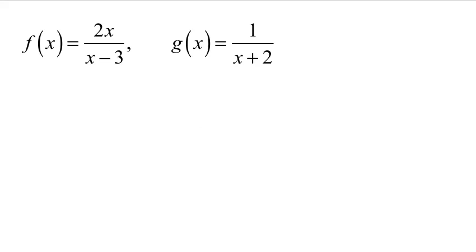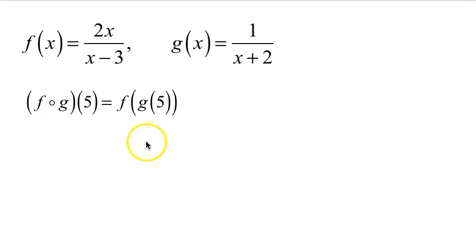What's next for us? We want to find f circle g of 5. F of g of 5. So the first thing we need is g of 5. We'll plug 5 into the g function. Plug 5 in for x. 5 plus 2 is 7. G of 5 will be 1/7.